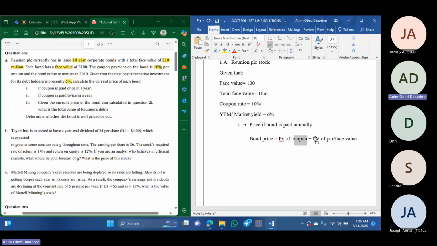So to find the present value of the par, we are going to use a single cash flow formula to discount it back to present. So basically, if you want to find a bond price, you discount all the cash flows back to today.